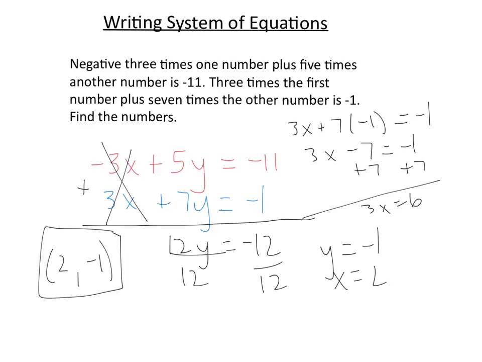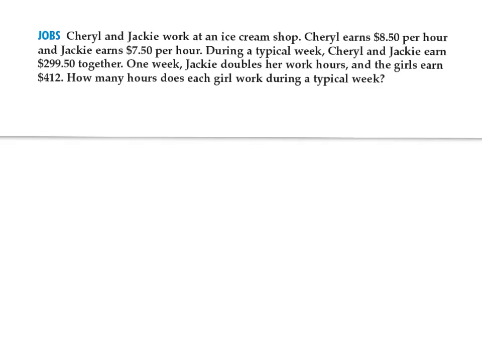Let's take a look at the second example. Cheryl and Jackie work at an ice cream shop. Cheryl earns $8.50 per hour and Jackie earns $7.50 per hour. During a typical week, Cheryl and Jackie earn $299.50 together. One week, Jackie doubles her work hours and the girls earn $412. How many hours does each girl work during a typical week?